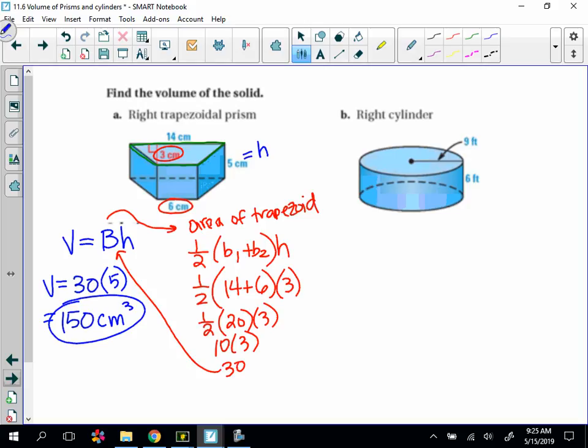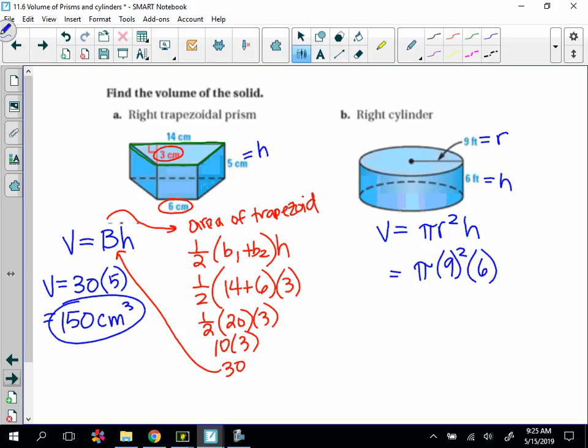Okay, let's move on to our right cylinder. So always start out with the formula. V equals pi r squared h. Okay, now cylinders, I just need to plug in the radius and height. So pi, my radius is given to me as 9. So 9 squared. Your h, still the distance between the circular bases, is going to be 6.